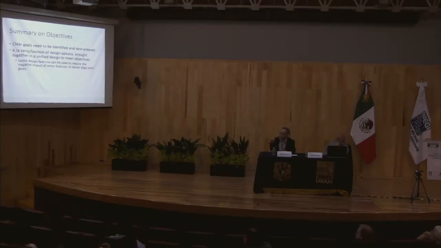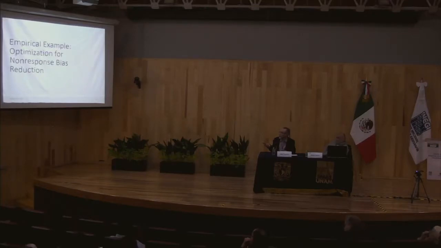So a summary on objectives: clear goals need to be set for each study and rank ordered so that the design matches exactly those objectives, and that you're not messing up some other part of the survey that you really care about. And all these objectives have trade-offs. So here's an empirical example, and after that, we'll have some time for discussion.